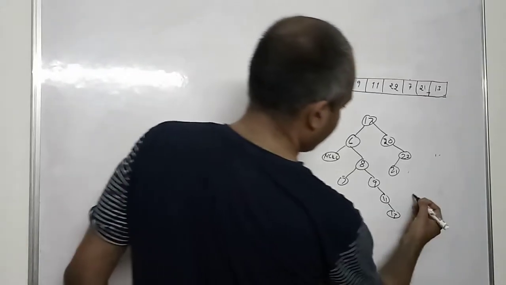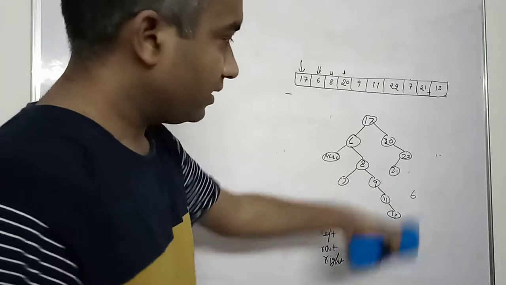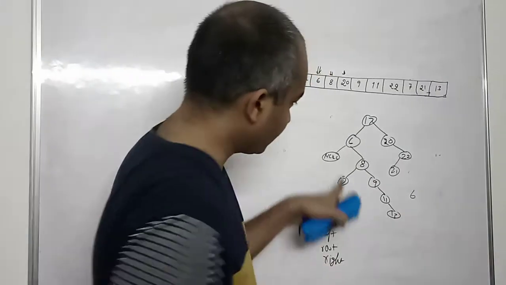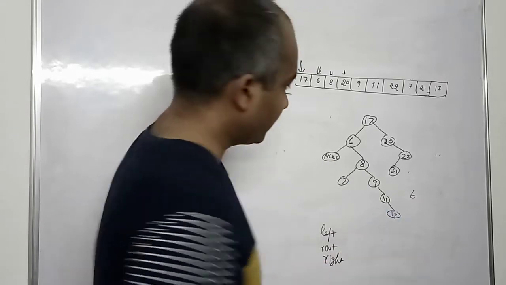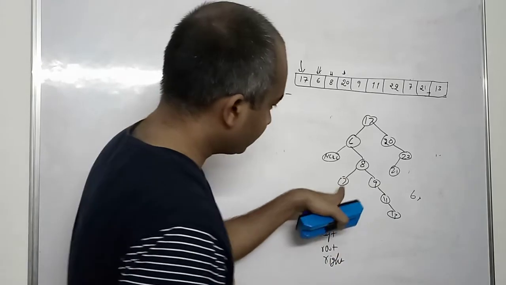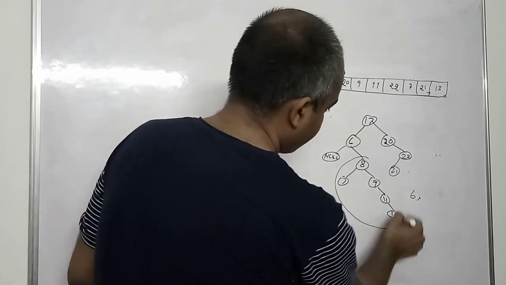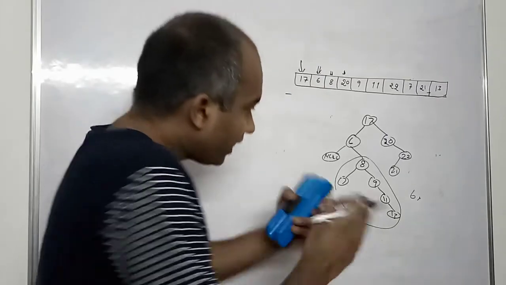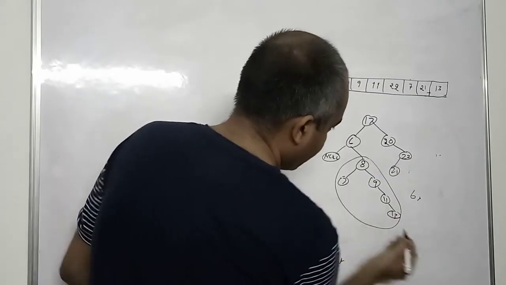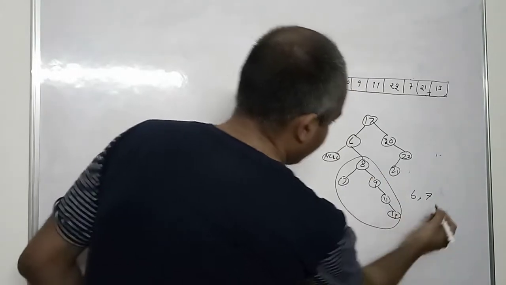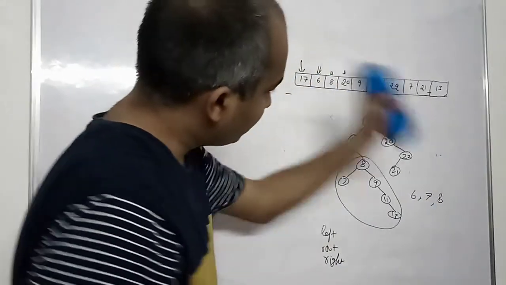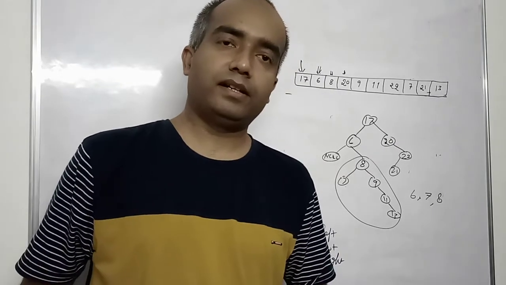So the first element would be 6, then you go to the root. Left was null, so null doesn't need to be printed. Root was 6, and then the right tree is this. If you go to the right, the same thing is applicable: left, root, right. So you come here to the left, then you come to root 8, right? And now stop here. You don't need to iterate the entire binary search tree.